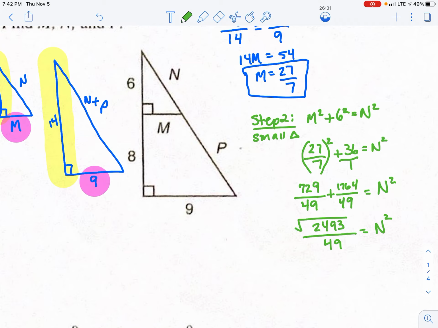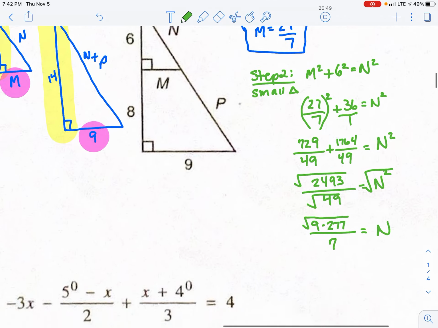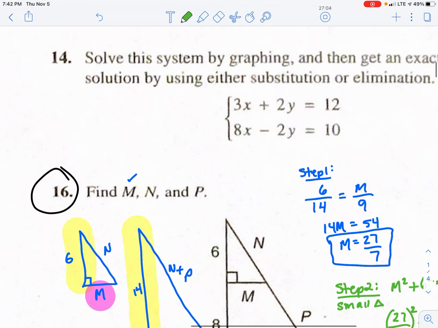If I take the square root of everything, you can see the denominator there lends itself to a nice 7. At the top, we're going to change this 9 times 277. So you're going to end up with 3 times the square root of 277 over 7 equals n. Isn't that a crazy number? But that's what n is. So we managed to get n. I'll check it off.